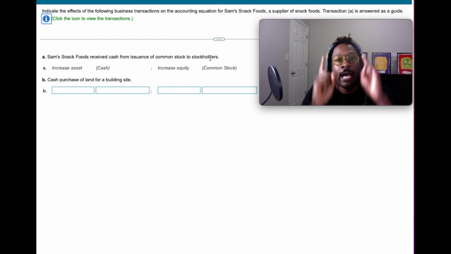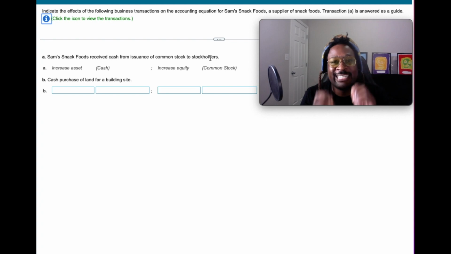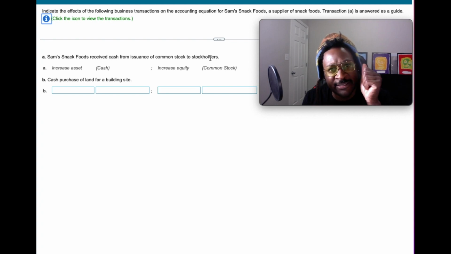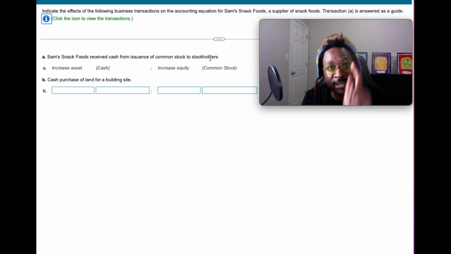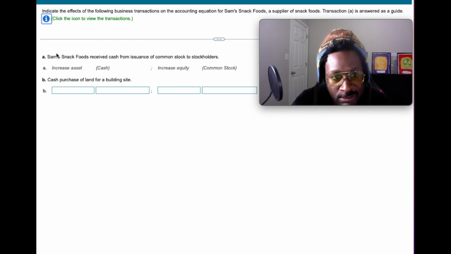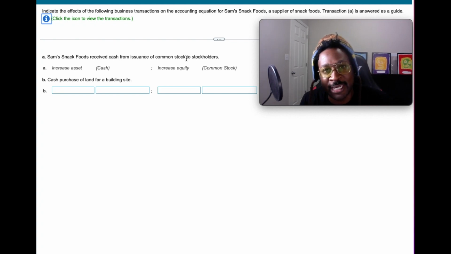So, gang, I'm a big advocate of identifying the keywords. We want to be as effective and as efficient as possible with transaction analysis. So if it isn't a keyword, we're not going to use it. Most of the time, those keywords will guide you to the right accounts that are affected. So let's take a look at this one. What are the keywords in this example? Received cash and issue common stock. Those are the keywords. And guess what, gang? Based on those keywords, they give us the accounts that are affected.